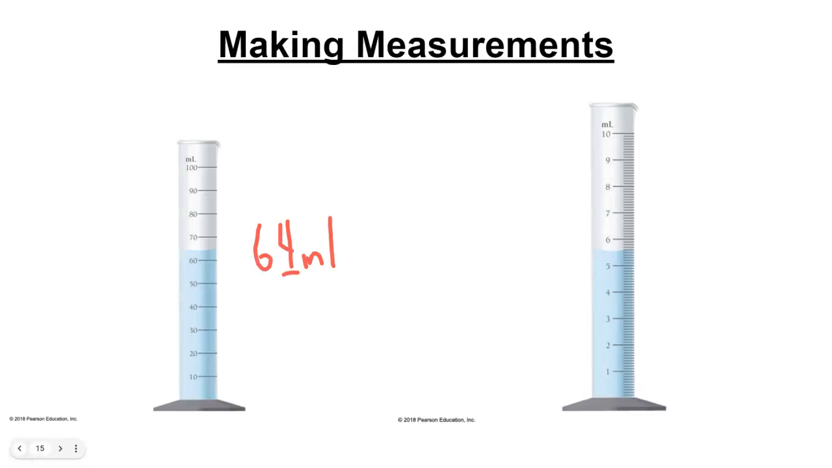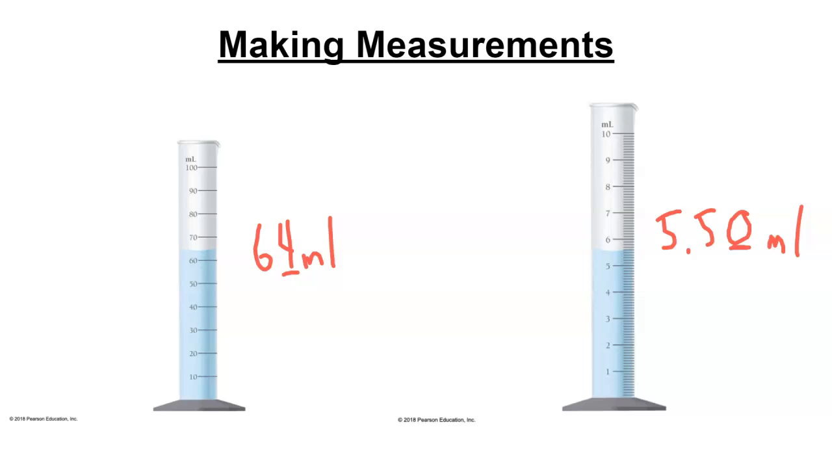However, I still need to go 1 digit beyond that, because I go 1 digit beyond the smallest marking. Now this is hard because it's a very small marking, but we still want to record 1 digit beyond the smallest marking. Now, if I think it's right on 5.5, I would call this 5.50 mils. If I think it's just a tiny bit above, I could say 5.51. Tiny bit below, 5.49, and so on and so forth.